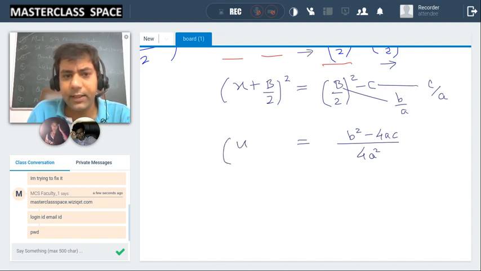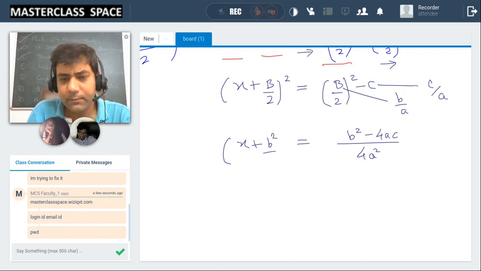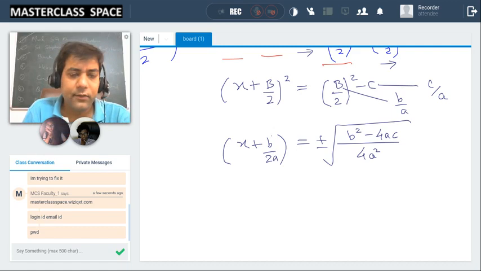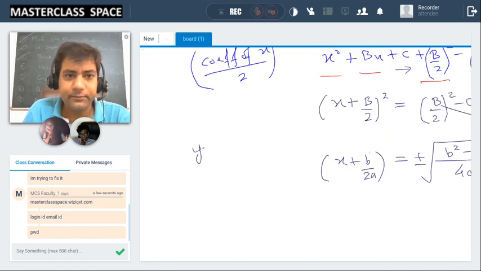My dear friends, this is x plus b, this is x plus b by 2. Again, if I put b by a, so b by 2a. Guys, this was square, so I have to take under root. To remove this square, I have to take under root, it will be plus minus, agreed?